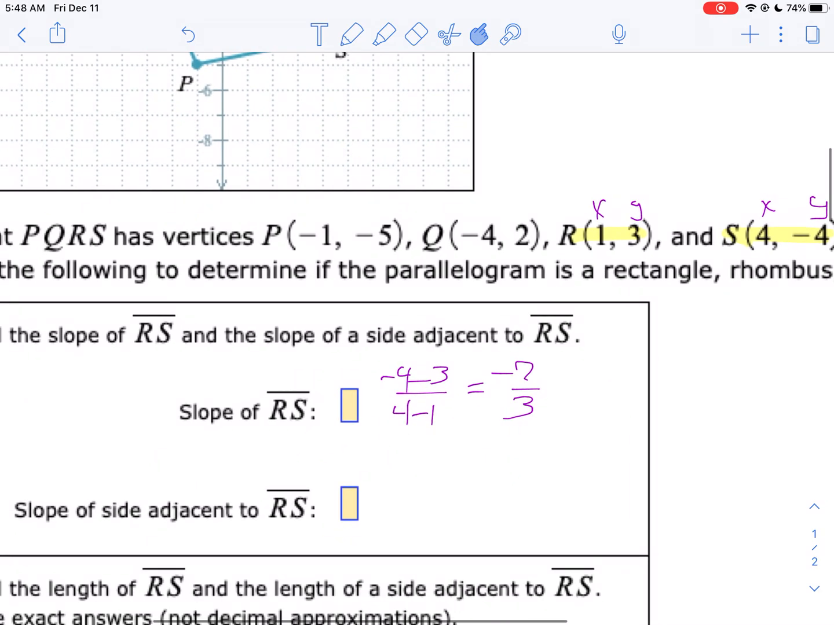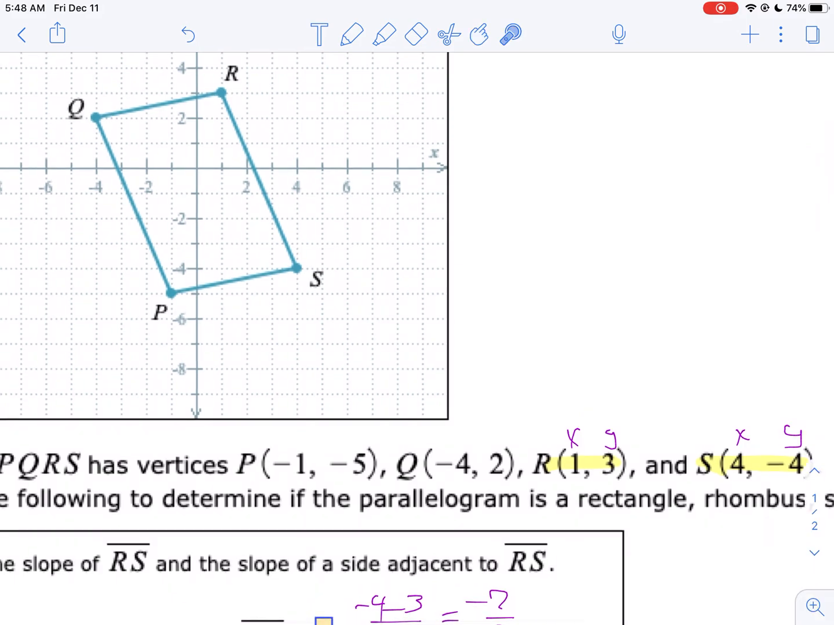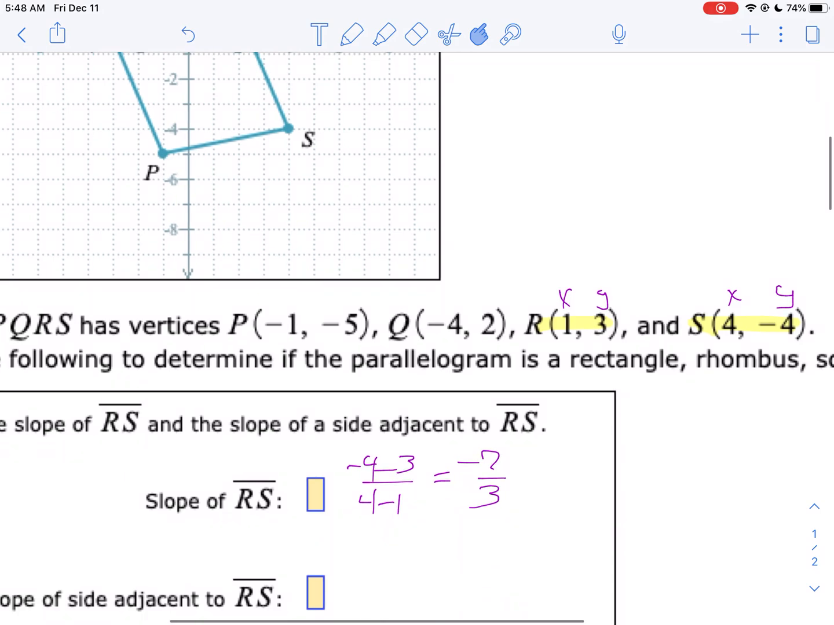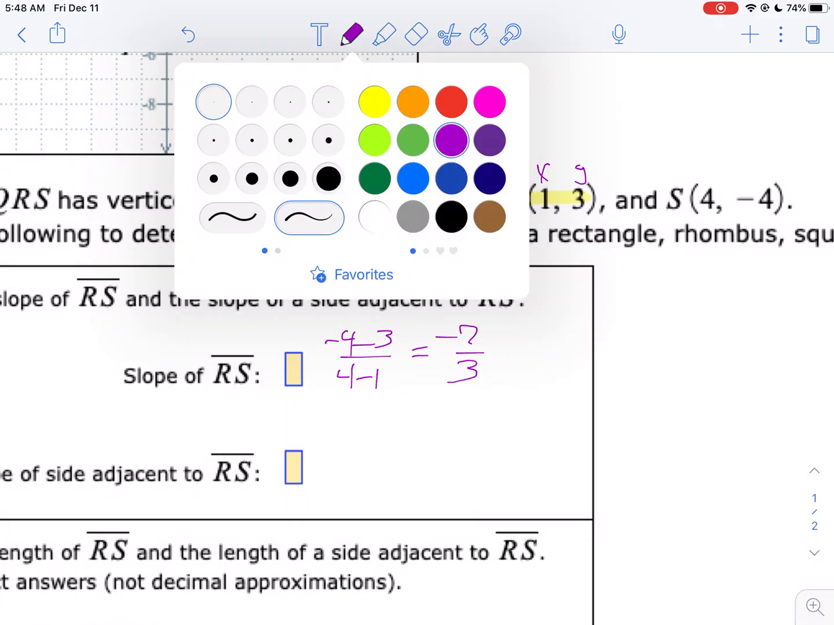Now we're going to do a side adjacent to RS. Adjacent means next to. So we could go QR or we could go PS. I'm going to go QR. So we're looking at Q and R. And we have X, Y again. I think I'll switch colors so we can see the difference here.